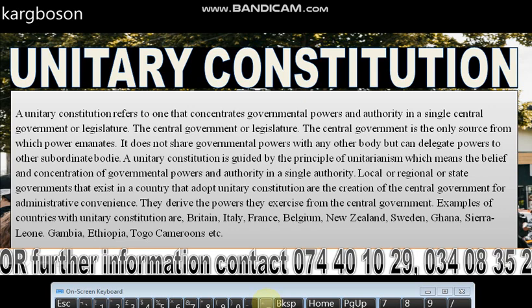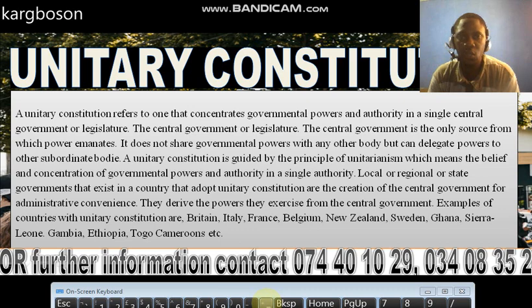Unitary Constitution. A unitary constitution refers to one that concentrates governmental powers and authority in a single central government or legislature. The central government is the only source from which the powers emanate. It does not share governmental powers with any other body but can delegate powers to other subordinate bodies.